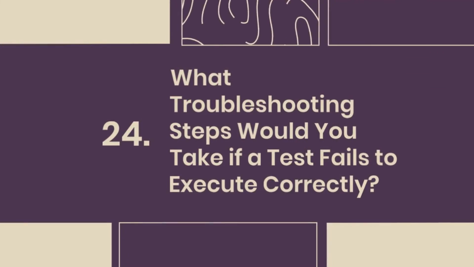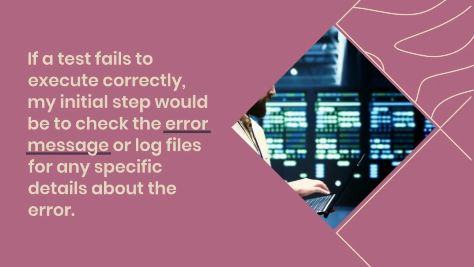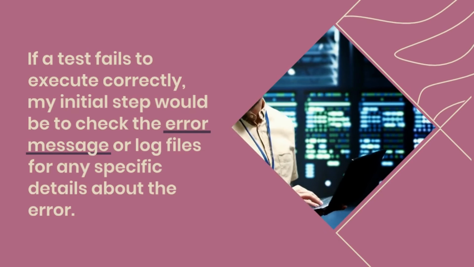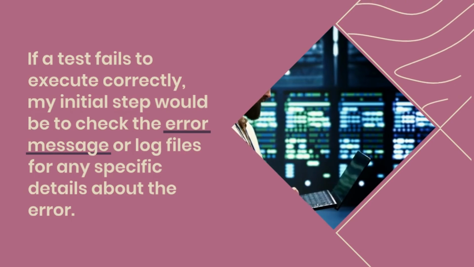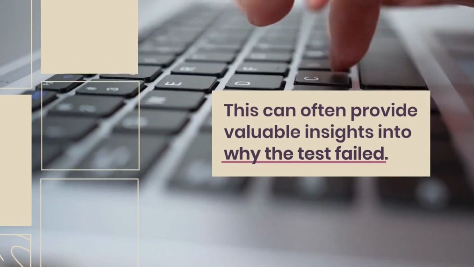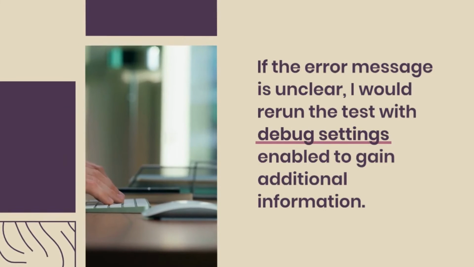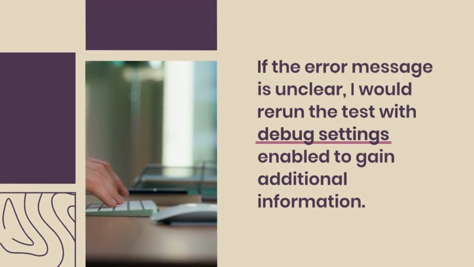24. What troubleshooting steps would you take if a test fails to execute correctly? If a test fails to execute correctly, my initial step would be to check the error message or log files for any specific details about the error. This can often provide valuable insights into why the test failed. If the error message is unclear, I would rerun the test with debug settings enabled to gain additional information.